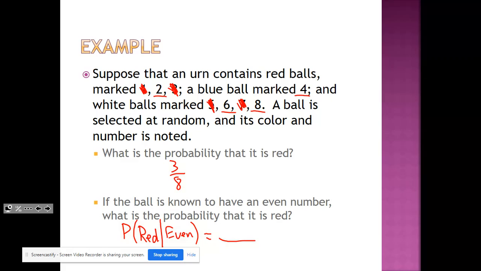Restrict our vision to the evens, to my given, that's my denominator. How many evens do we have? I have 1, 2, 3, 4 even numbers. Given even, that's our denominator. Out of those evens, how many are red? Well, let's go find it. Out of those evens, there's one that's red, so the probability is 1/4. So if it's known to be even, the probability that it is red is 1 out of 4. There are 4 known evens, and one of those is red.